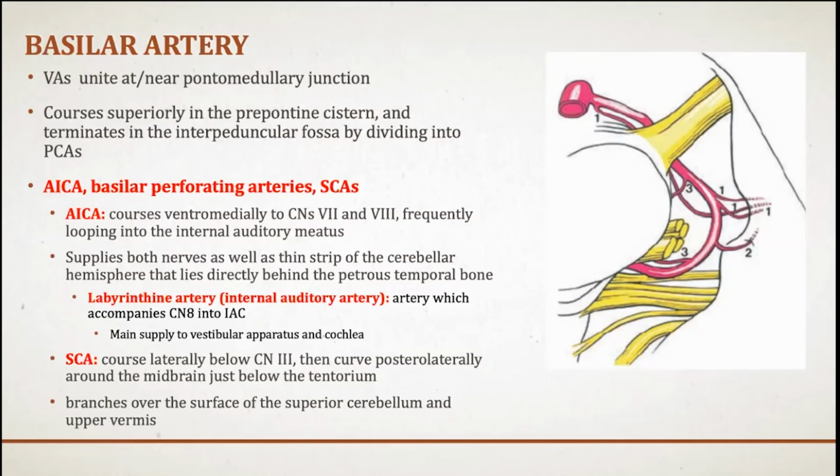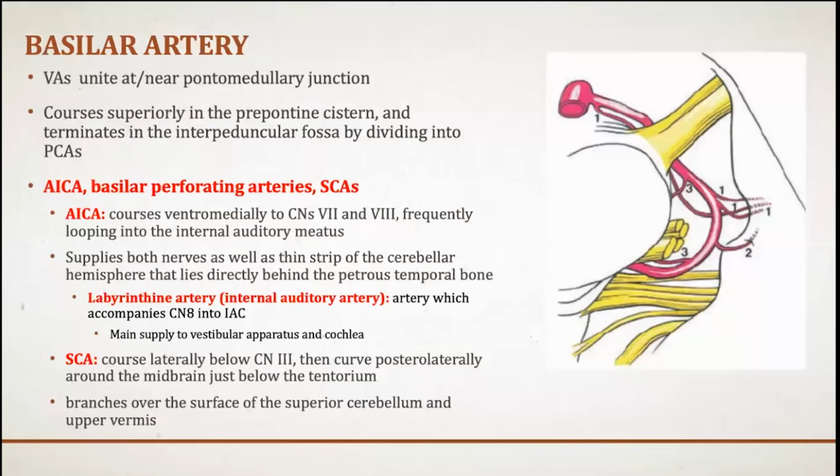accompanies cranial nerve 8, or the vestibular nerve, into the internal auditory canal. And this artery supplies the vestibular apparatus and the cochlea. So the board question will be, what artery is this? The patient had hearing loss afterwards, and that's the labyrinthine artery.